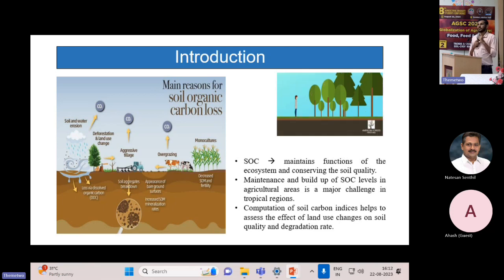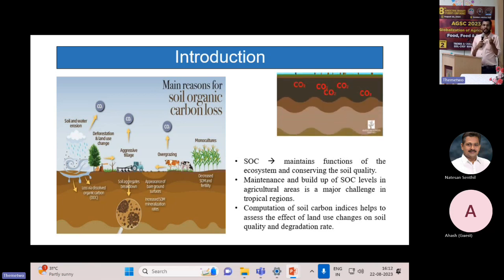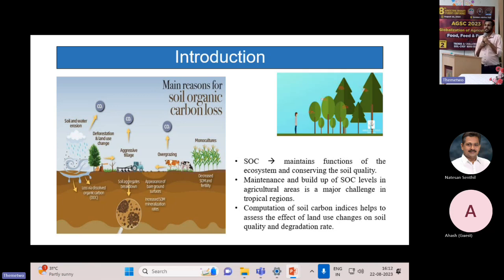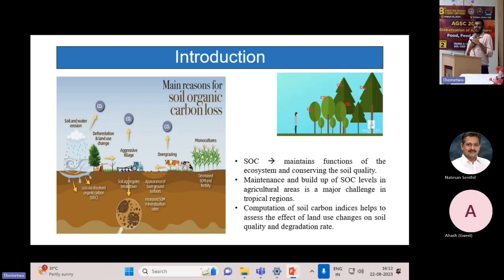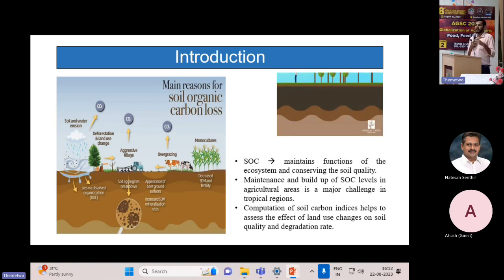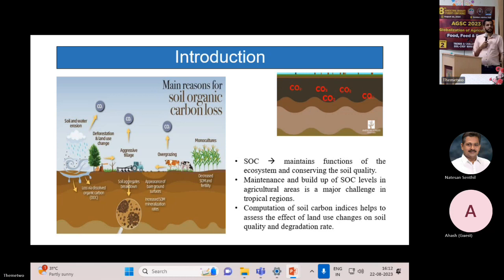My study area, Kodavasal, which comes under the Kaveri Delta zone, is present in the tropical region. The tropical region usually undergoes loss of soil organic carbon due to climatic conditions, and the computation of soil carbon indices helps to assess whether the land is under a rehabilitation activity or a deterioration phase.